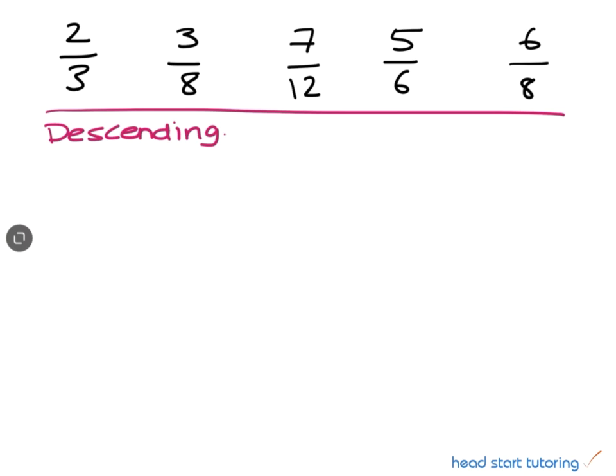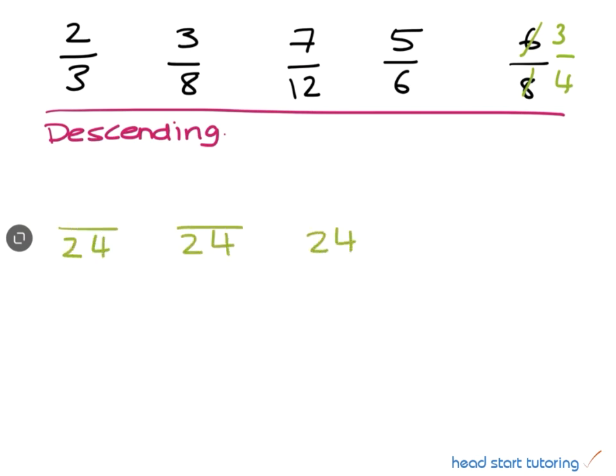So we first want to have a look to see if each of our fractions is in its simplest form. So we see that 6 over 8 can actually be simplified to 3 over 4. So that's the fraction that we will work with for now. So we need to find a common denominator for all these 5 denominators. So 3, 8, 12, 6, and 4. We need to find our LCM, or our lowest common multiple. And we will find that that is equal to 24.